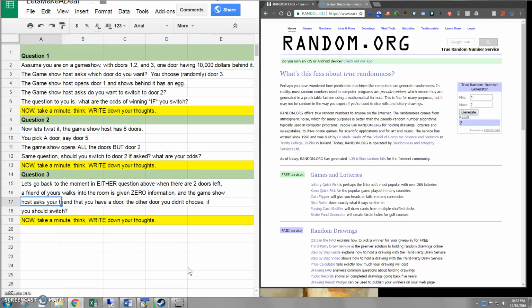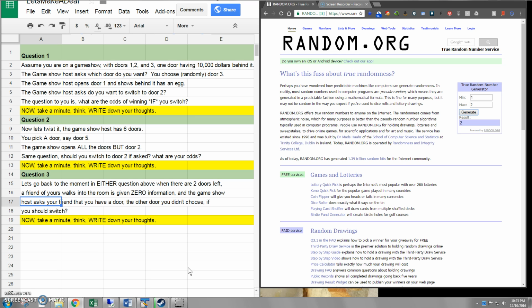The game show host opens door number 1 and shows behind it an egg. The game show host asks you, do you want to switch to door number 2? The question to you is, what are the odds of winning if you switch? Now take a minute, think about it, write down your thoughts. If you have to, pause the video.